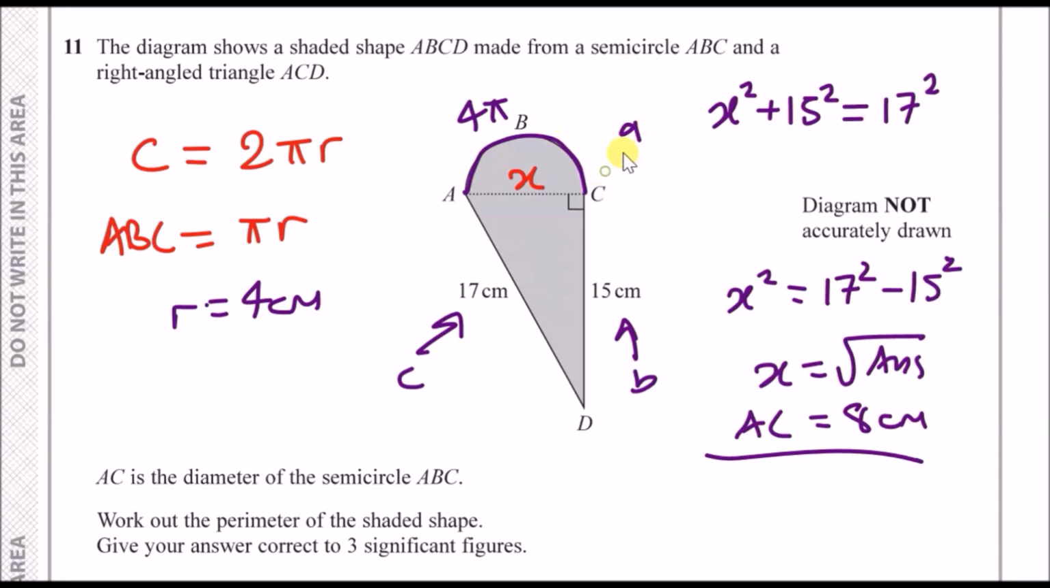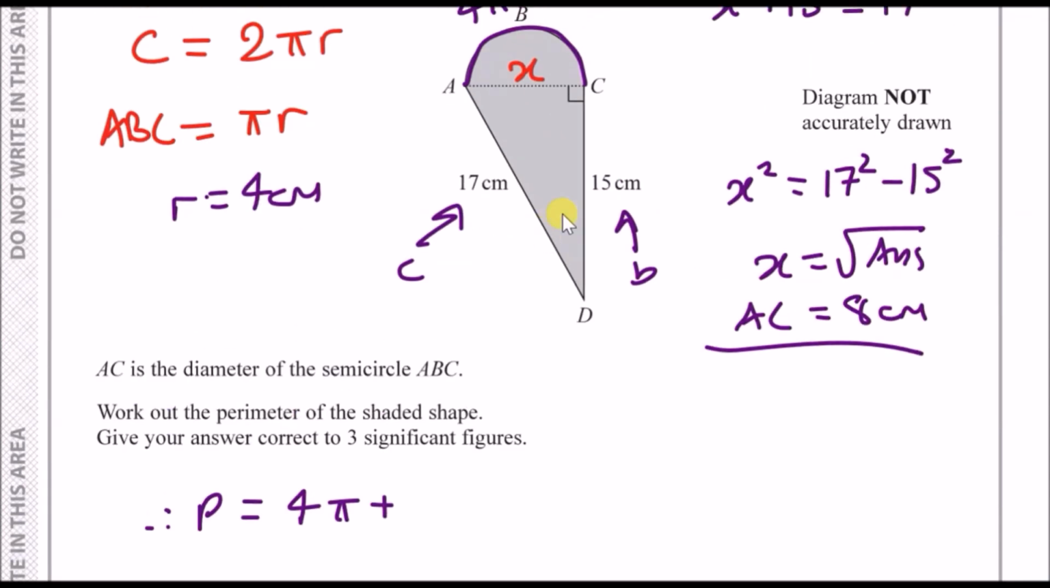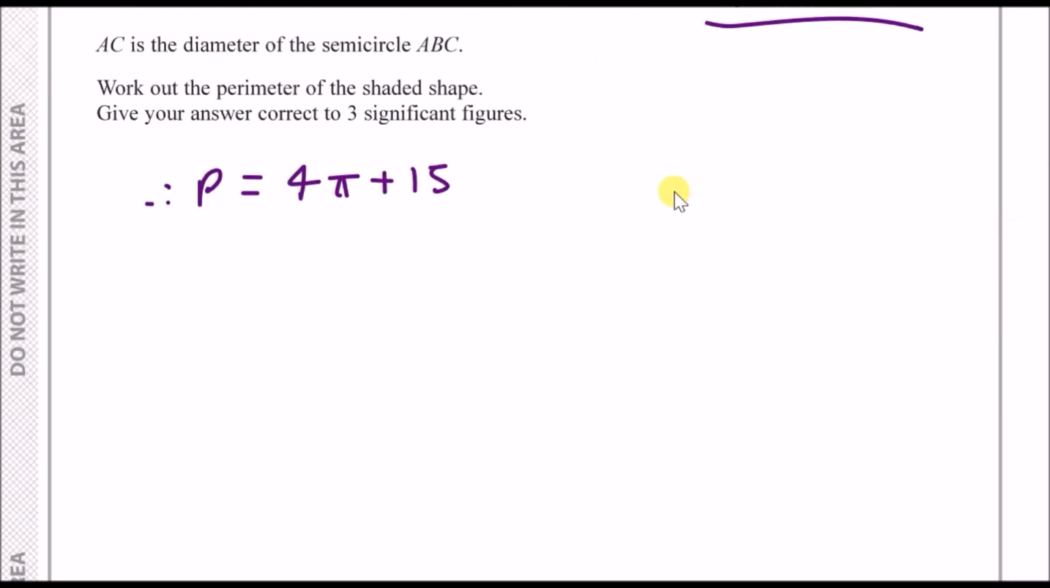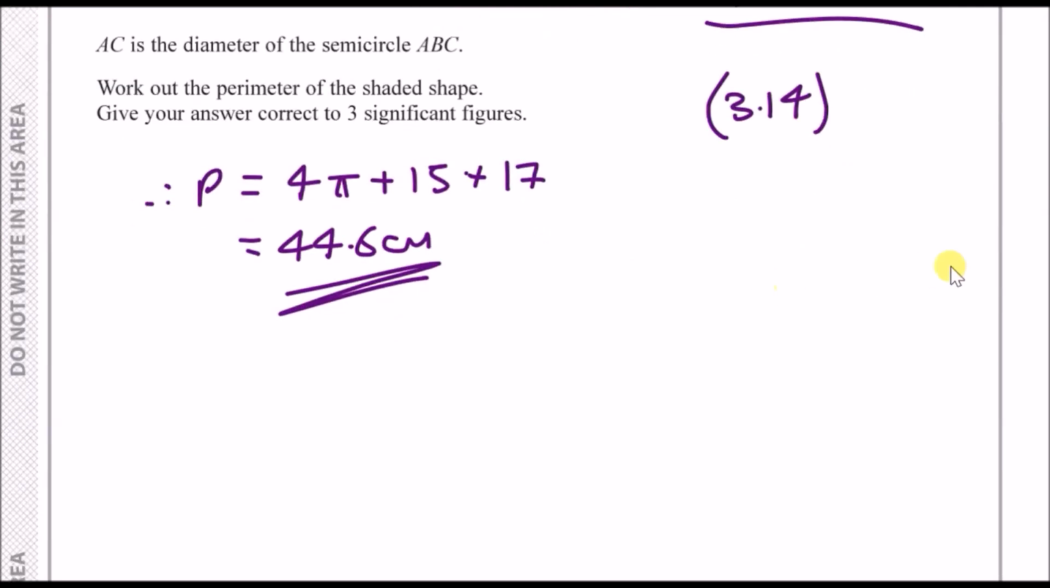So we can say now, okay, therefore the perimeter is going to be 4 pi plus 15 plus 17. So we can write here, perimeter is 4 pi plus your other lengths, 15 and 17, and then putting this in the calculator, you should get exactly 44.6 centimeters. If you guys don't have a pi button, you can use the value 3.14, but it's recommended that you guys have a scientific calculator, yeah? Otherwise this question could be a bit annoying.